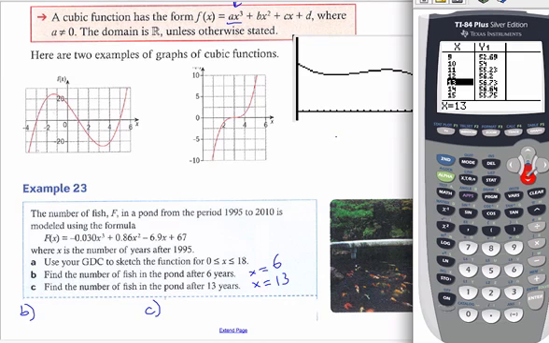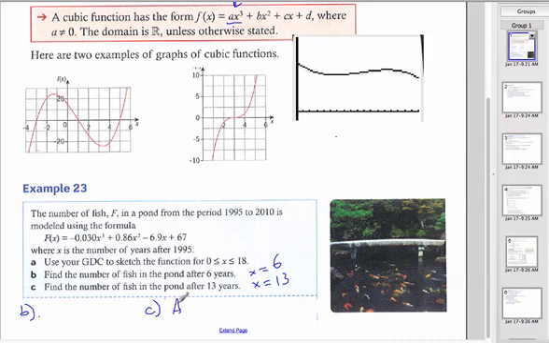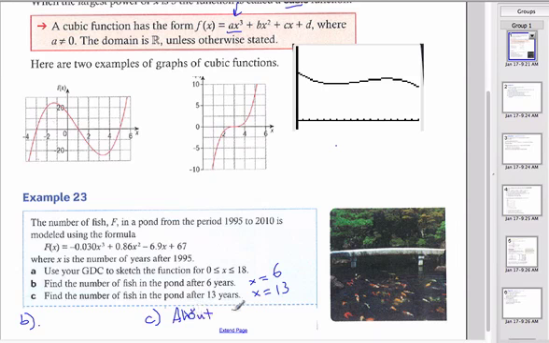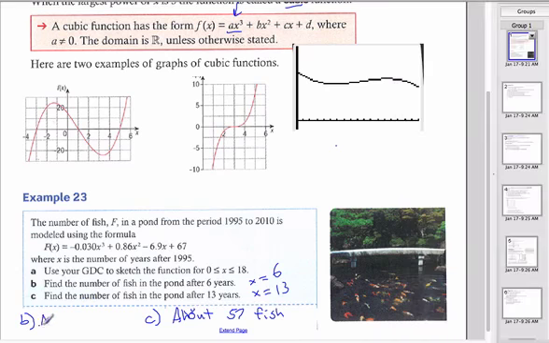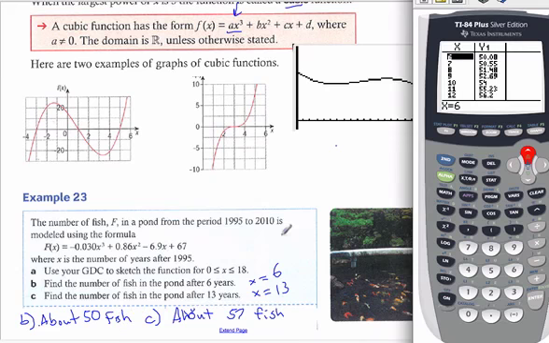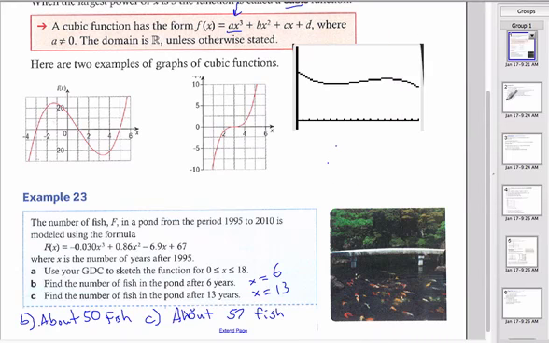So the number of fish in the pond after 13 years is going to be about 57. Maybe I'll round to 57. Okay, so we'll say about 57 fish. And for 6 years, it's about 50 fish. Okay, so that's it for that question.